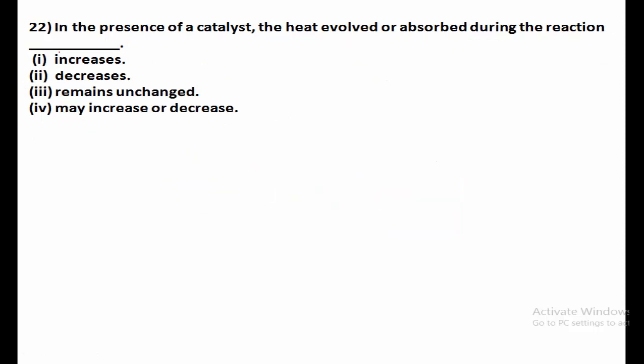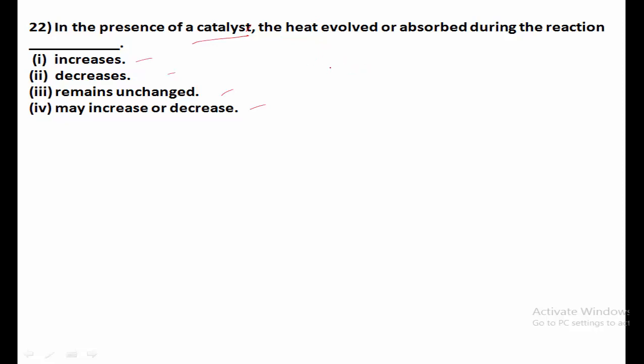Next, 22nd. In the presence of a catalyst, the heat evolved or absorbed during the reaction increases, decreases, remains unchanged, or may increase or decrease. So during the reaction, we will add the catalyst. So upon addition of catalyst, what change will be observed in the reaction? They have given: increases, decreases, remains unchanged, may increase or decrease. So as you know, a catalyst is a substance or species which alters the rate of reaction, or most commonly increases the rate of reaction.